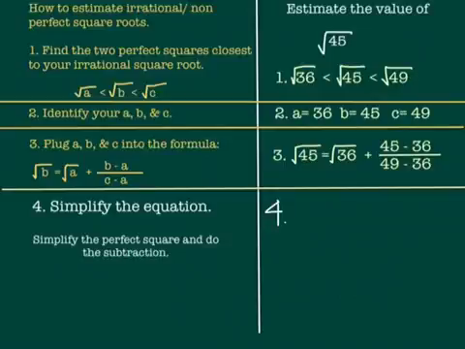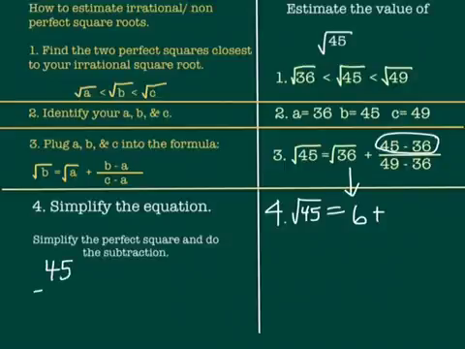So step 4, we don't know the square root of 45. That's what we're trying to figure out. But we do know that the square root of 36 is 6, because 6 times 6 equals 36. Plus, and you want to do this subtraction, so you want to subtract 45 minus 36.